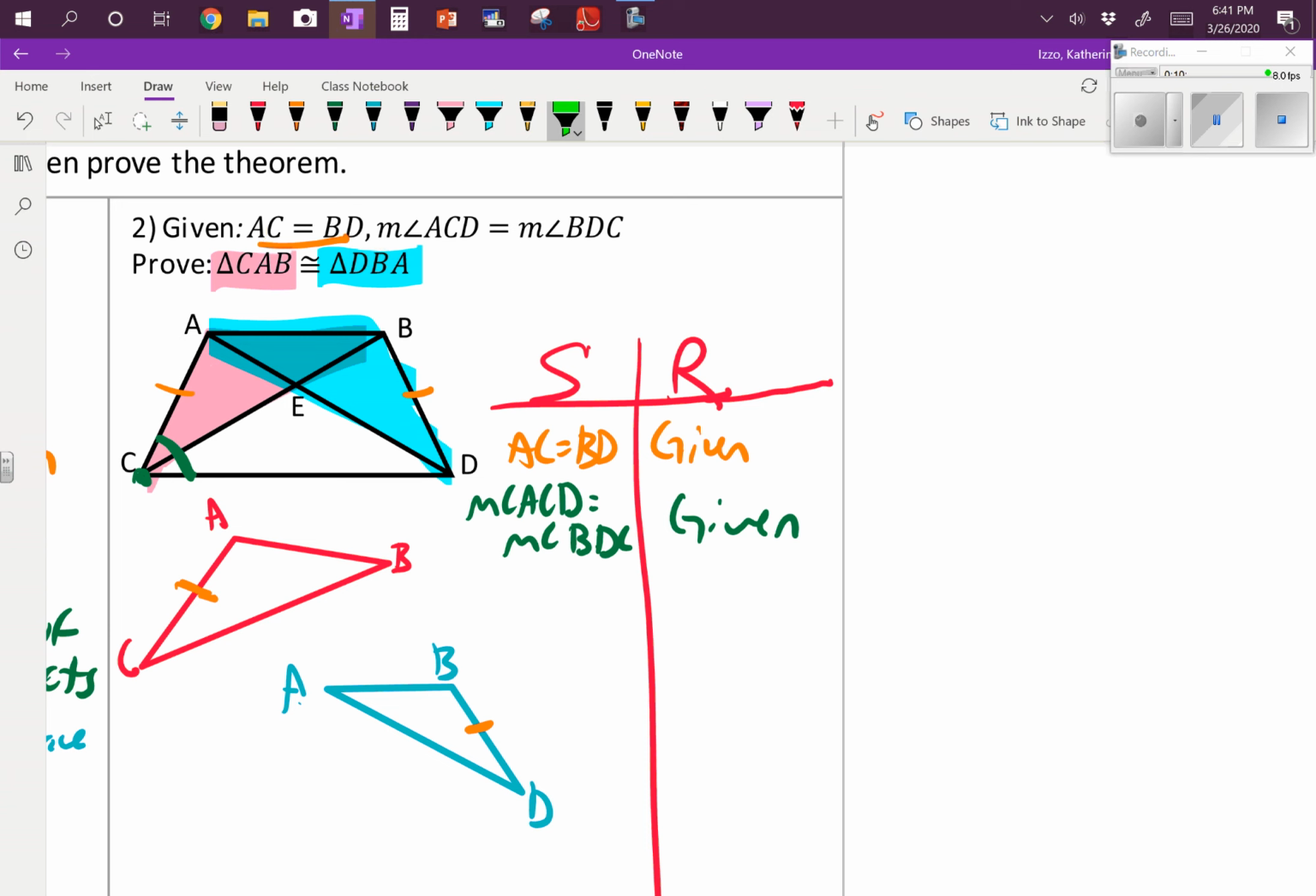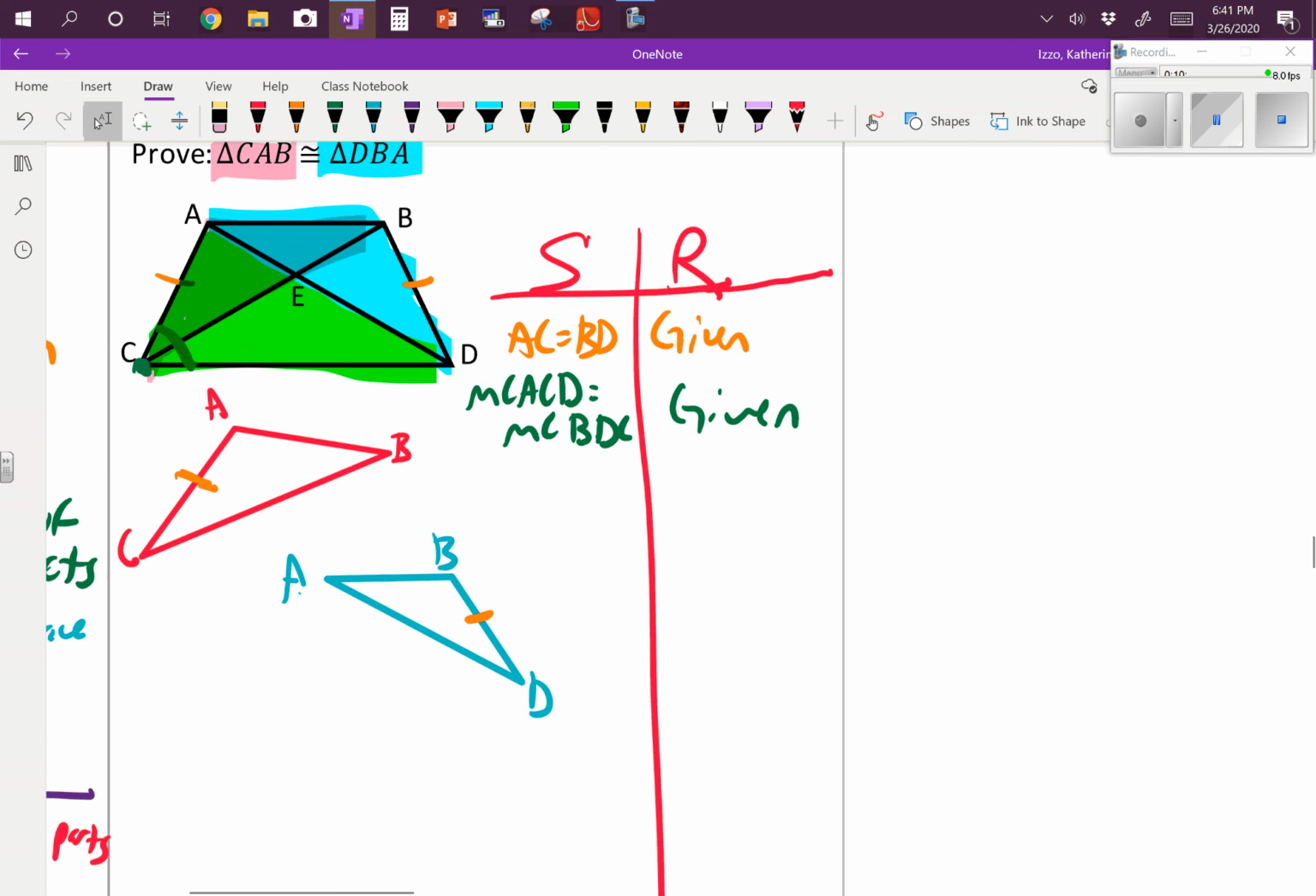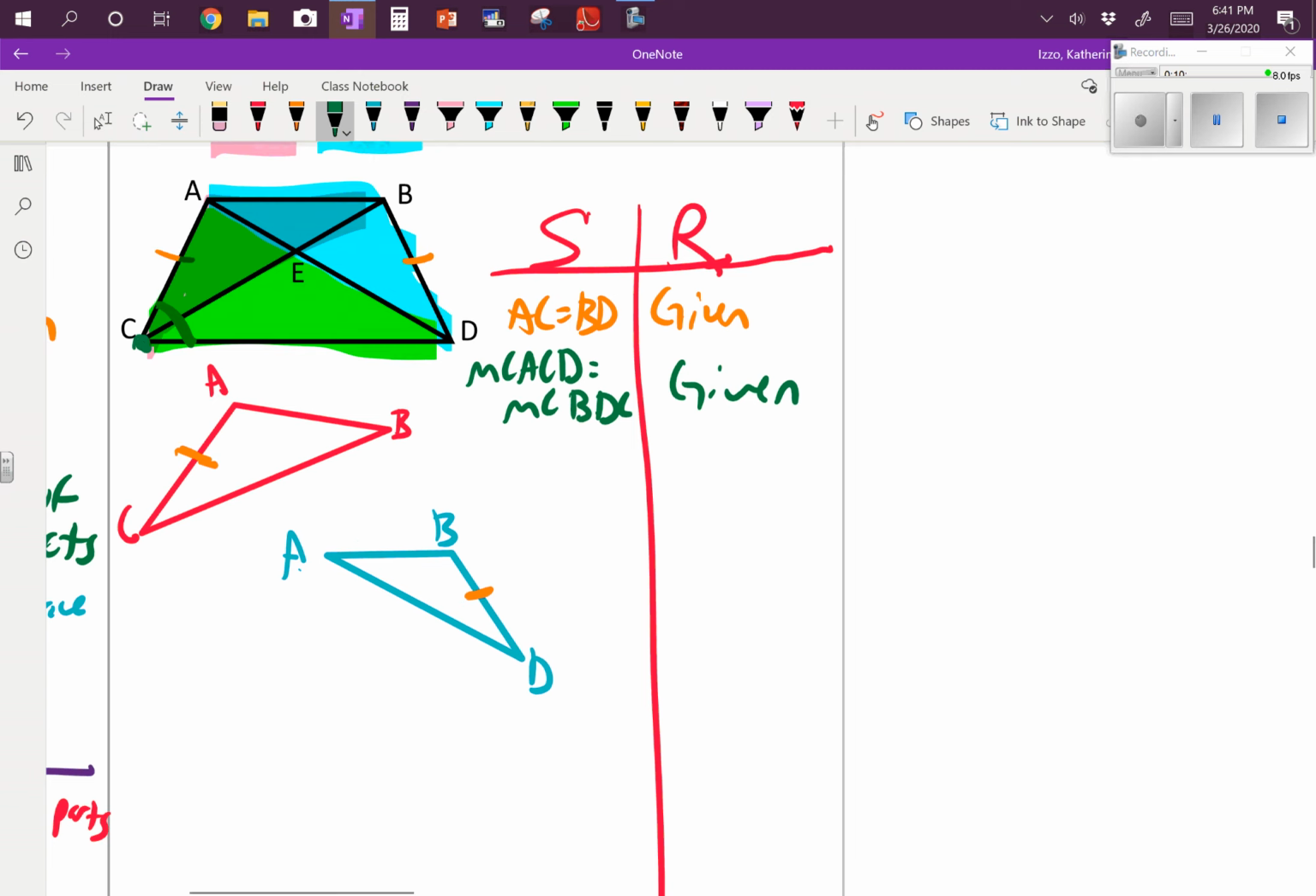We're going to want to take a look at this green triangle. Do you see how the green angle told us that we're going to need that green triangle? That green triangle overlaps the pink and the blue triangle. So let's redraw the green triangle. Green triangle down here. Okay, green triangle is A, C, and D. Now notice we have that orange side because we've got AC.